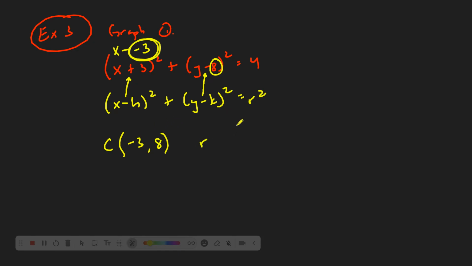Now, to find my radius, I need to look right here. 4 is not my radius. 4 is my radius squared. r² equals 4. To find the radius, we must take the square root. And when you take the square root of 4, you get a nice number of 2. So these are the two things I need to then draw my circle.